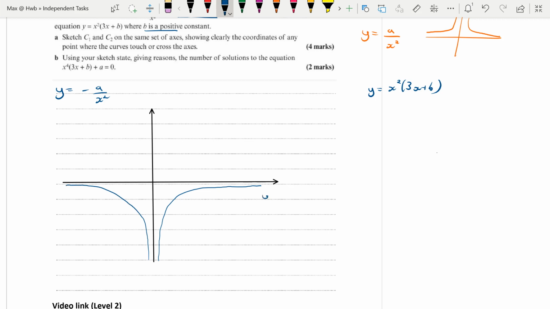That is my y equals minus a over x squared. It's got asymptotes, but it hasn't asked me about them. It's just asked where it crosses the axes. It doesn't actually cross at any point.